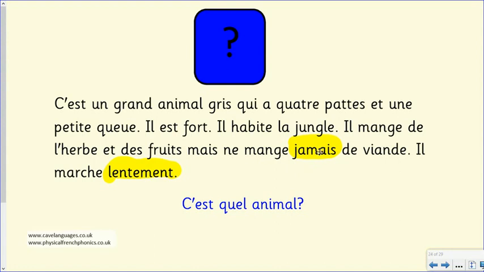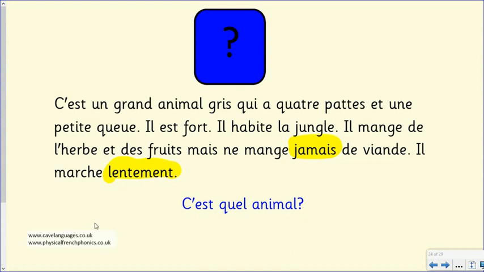It never eats. So if you wanted to say it never does something, you would put the ne in front of the verb, and instead of putting the pas, you'd put this word jamais. Ne mange jamais de viande, and never eats. Do you remember we just had that word meat? Il marche, it walks, and then I've qualified it with an adverb, which I don't know if you've met before. Lentement means slowly, and it walks slowly.